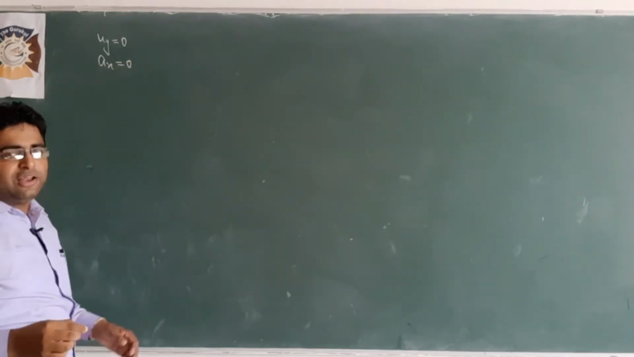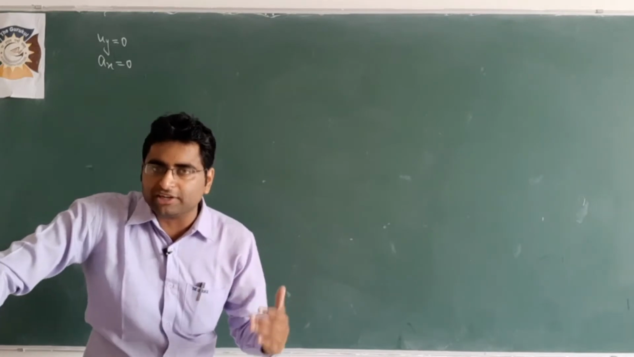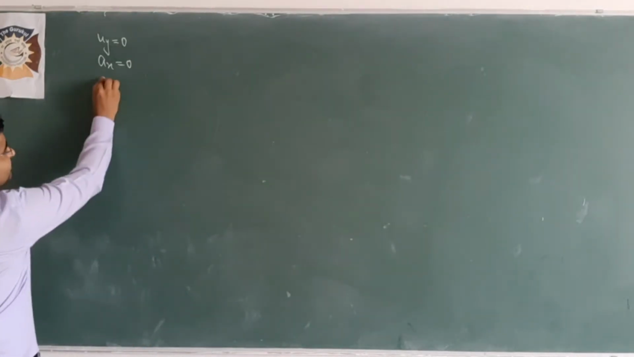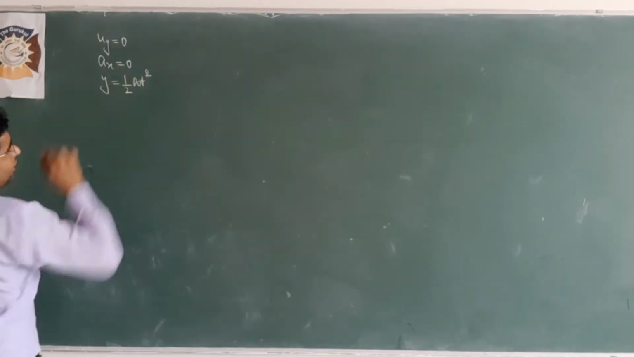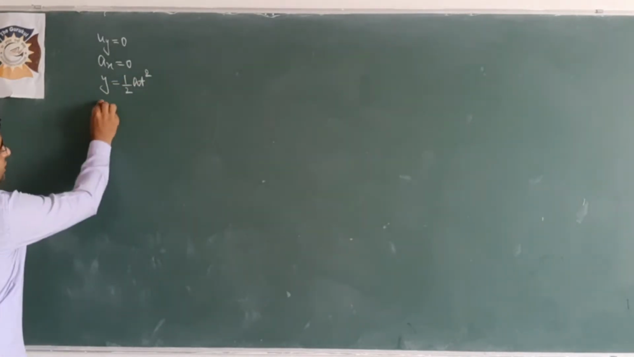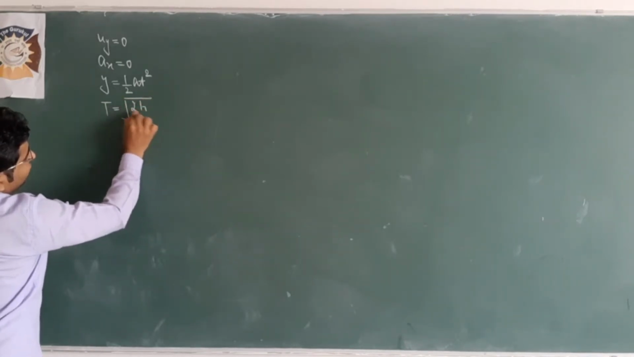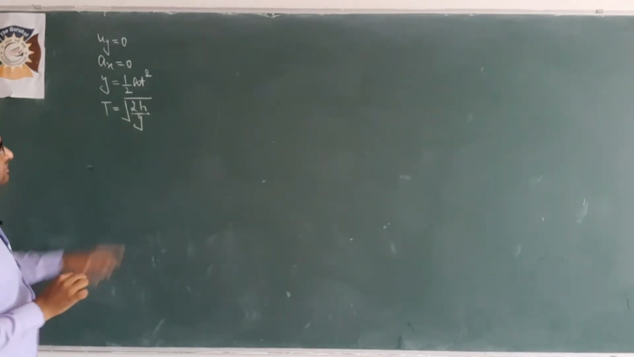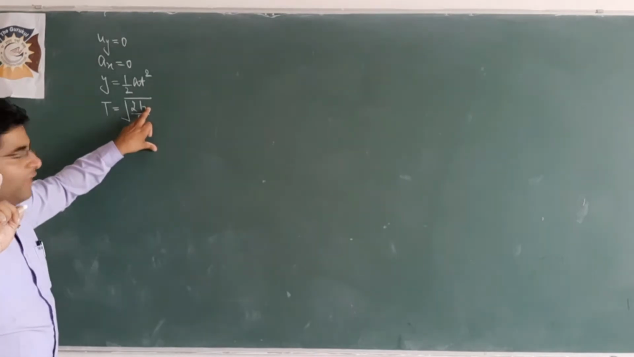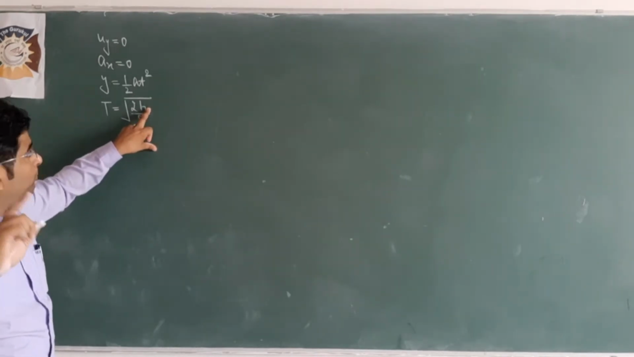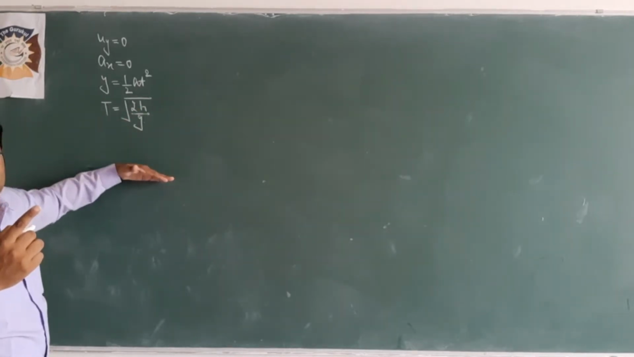So first of all, I am writing all the formulas which we have derived in the case of horizontal projectile. One equation along y axis we have got as y equal to 1 by 2 at square. And beta, time of flight T we have calculated as under root 2h upon g. It means h here is representing the height of the point of projection from the ground.